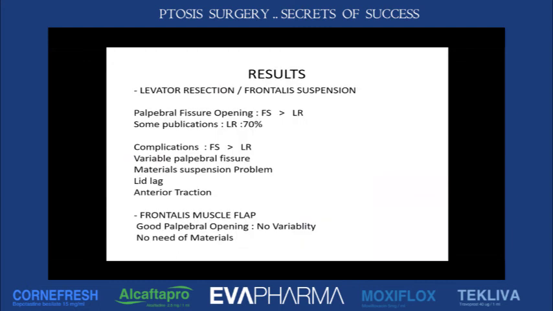So for the result, regarding the palpebral opening, in general, frontalis suspension is better than levator resection, but with the mini-invasive levator resection, we can improve the result, and we can reach more than 70% success rate. Regarding the complications, we have much fewer complications with levator resection, with a stable result, avoiding the material reaction and the material problem. And for the frontalis muscle flap, we have a good opening with no need of material suspension.